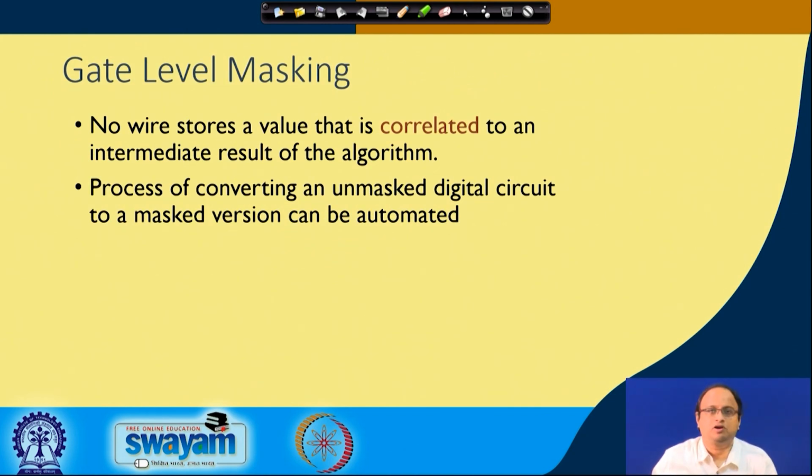The principle of masking is based upon the fact that no wire stores a value that is correlated to an intermediate result of the algorithm, and the process of converting an unmasked digital circuit to a masked version can also be automated. Therefore, this method is very popular and desirable from the CAD perspective. As we will see, in this kind of circuit there are two distinct parts: one part which processes the mask, and the second part which processes the masked data.